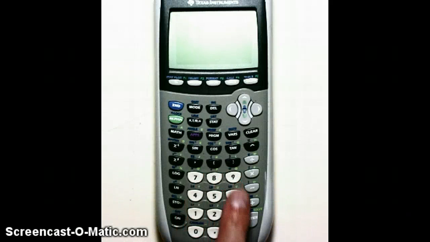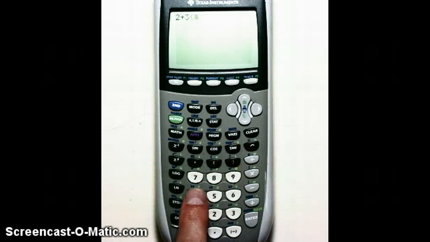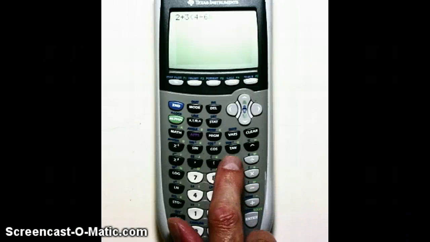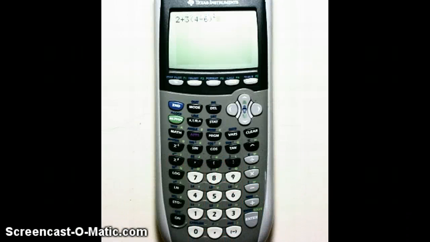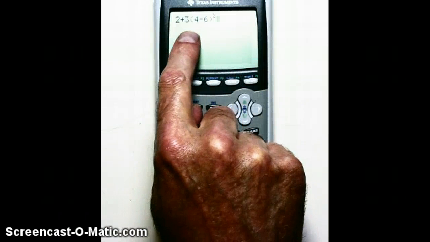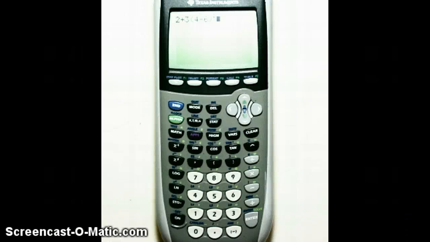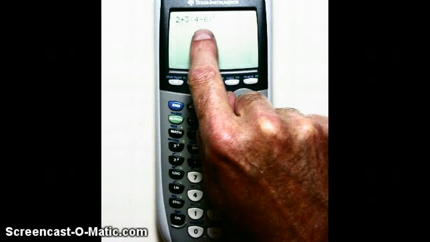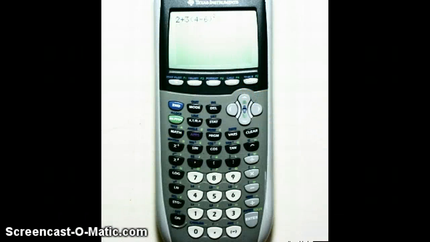Now, we want to use the number pad down here. So I'm going to just type 2 plus 3, left parenthesis 4 minus 6 right parenthesis squared. Now, what's going to happen is when you hit enter, it's going to do this numerical expression, and of course it's going to follow the order of operations. So wouldn't that be negative 2 squared is 4, 4 times 3 is 12, it should be 14. Okay, so now I'm going to hit enter.